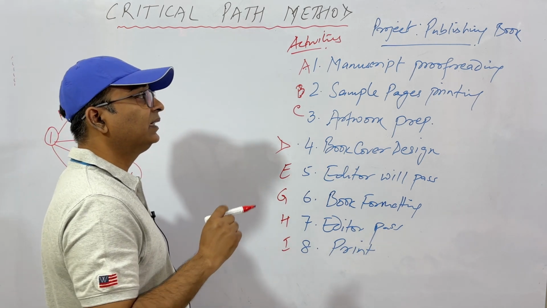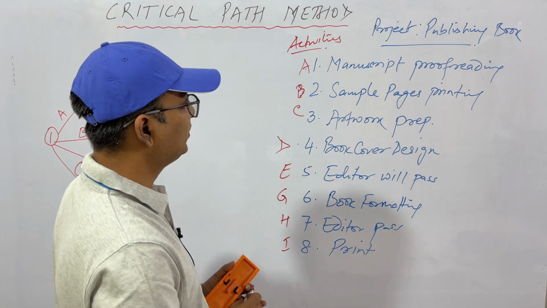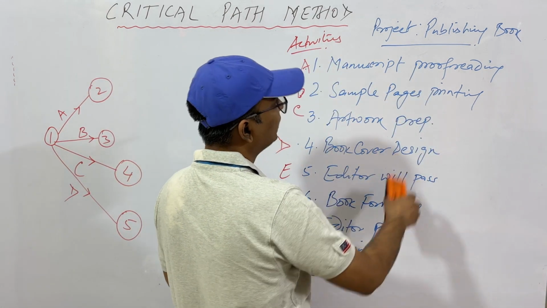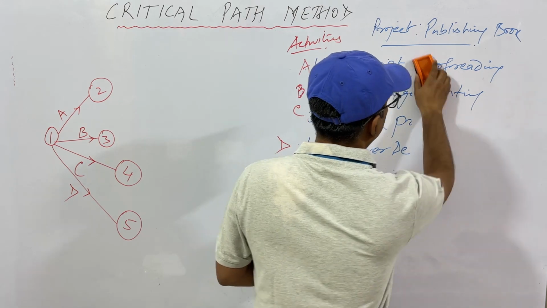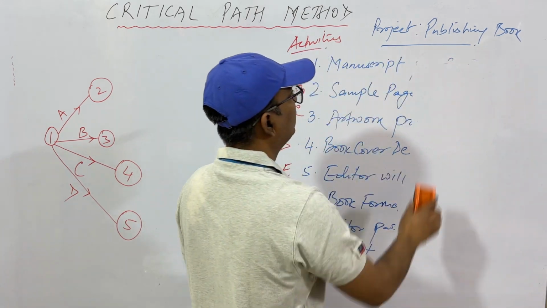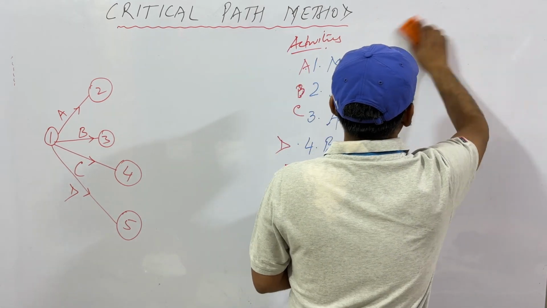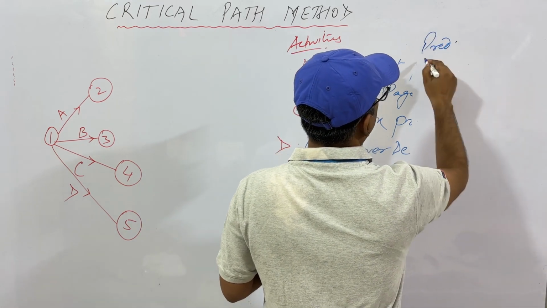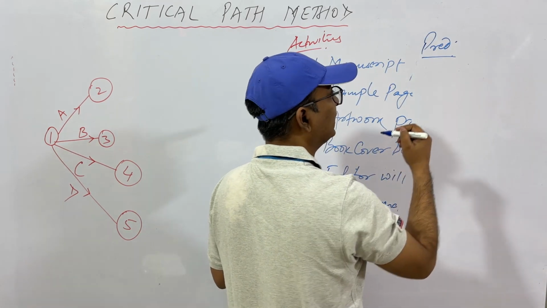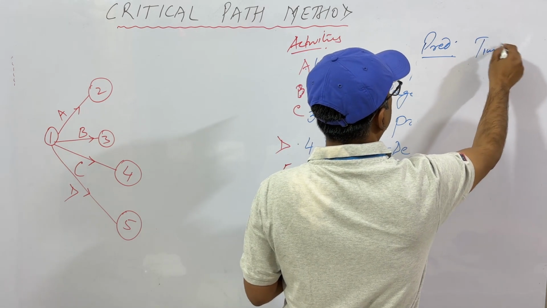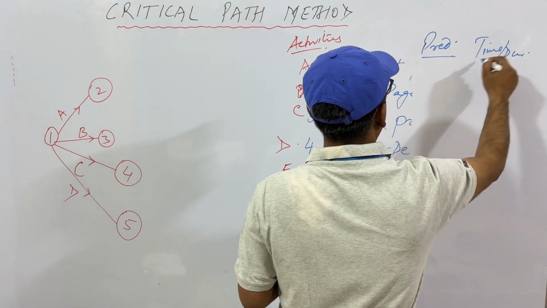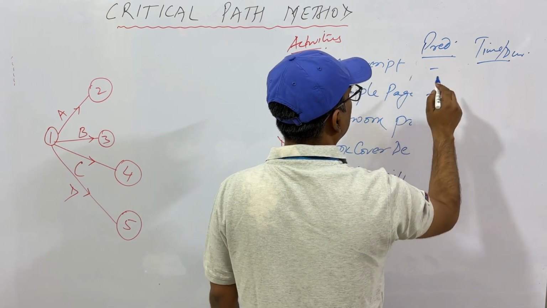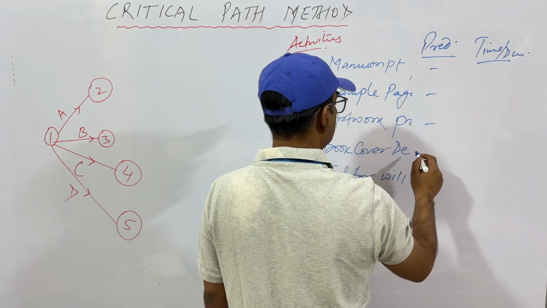So we have defined activities. We have not defined the time duration. Let's say you have understood what these terms are. So I'm rubbing from here to here. Okay. We'll make 2 more columns. This is activity. Let's put predecessors here. What needs to be done before this activity is done. And the next is time or duration, whatever you say. So you don't have any predecessor for manuscript reading, sample page printing, artwork, or book cover.